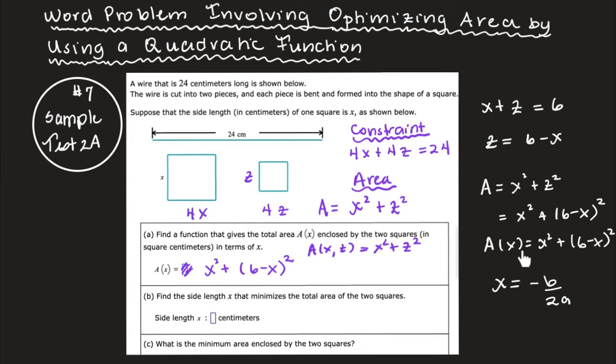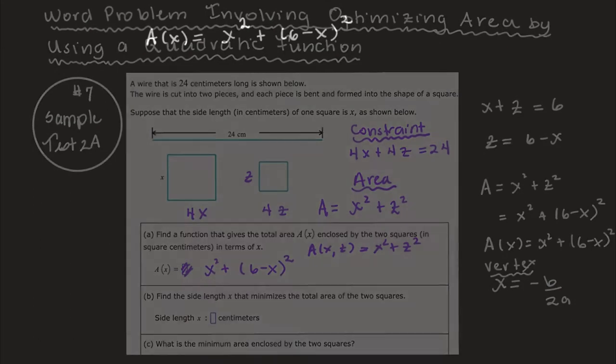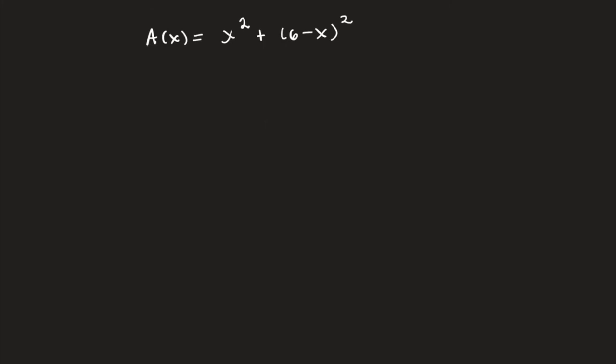So let's go ahead and simplify A of x so we can use this formula to find the x value of our vertex. Another question might be, well, how do we even know that the x value of our vertex is going to give us a minimum value? Let's go ahead and expand so we can see why. So we can start by simplifying our expression by expanding the binomial (6 minus x) squared. We can rewrite it as 6 minus x times 6 minus x.